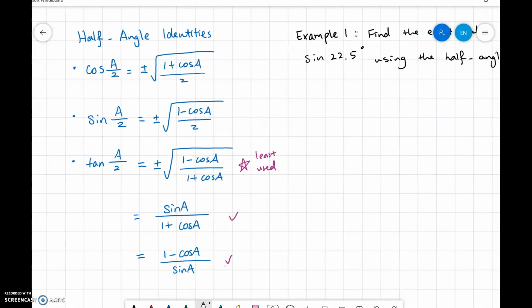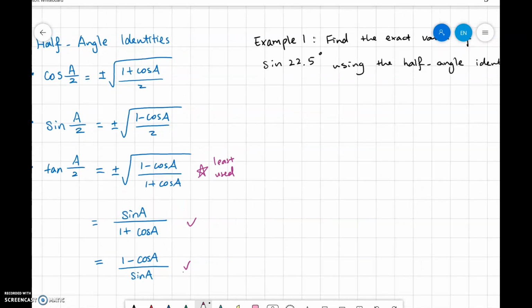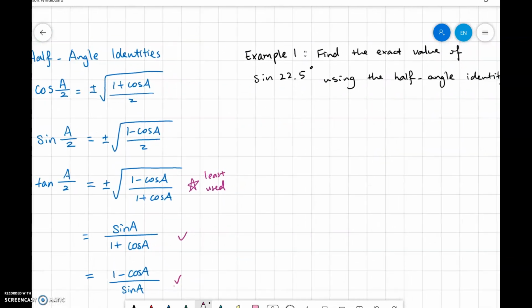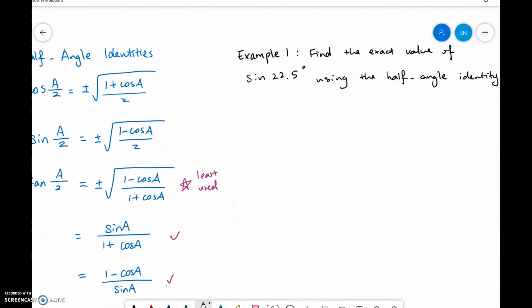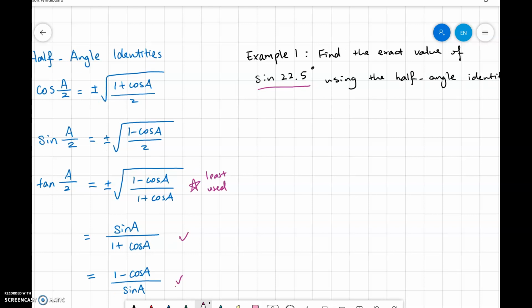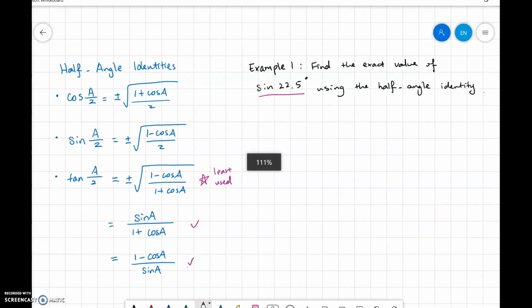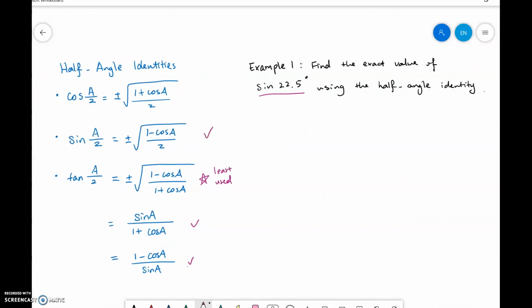So we have 2 examples today. The first one: I want to find the exact value of sine of 22.5 degrees using the half angle identity. Since we're talking about sine of 22.5, that means we're going to use sine of a over 2 equal to positive or negative square root of 1 minus cosine of a over 2.